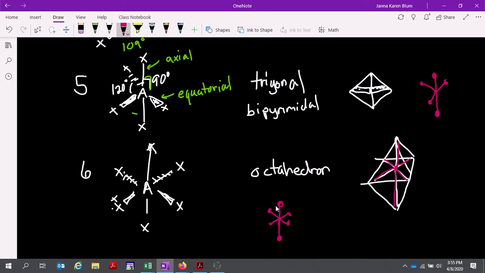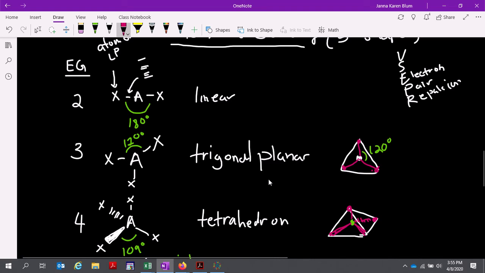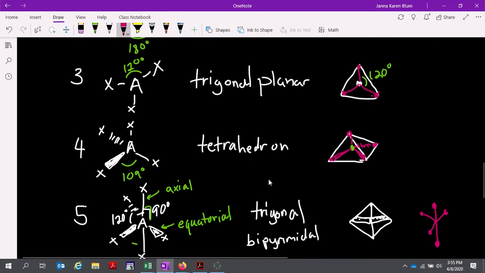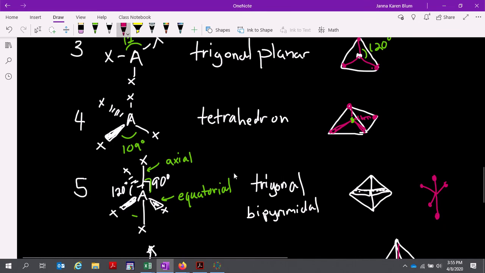And so those are our 5 basic geometries. You can go back and review. We have linear, 2 things as far away from each other as possible. Trigonal planar, 3 things as far away from each other as possible. Tetrahedron, 4 things as far away from each other as possible. Trigonal bipyramidal. And so this is actually interesting geometry, that this is how we get 5 things as far away from each other as possible.